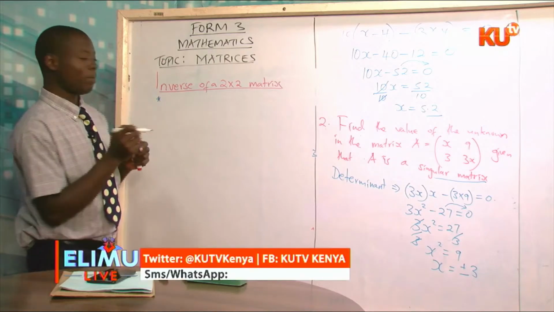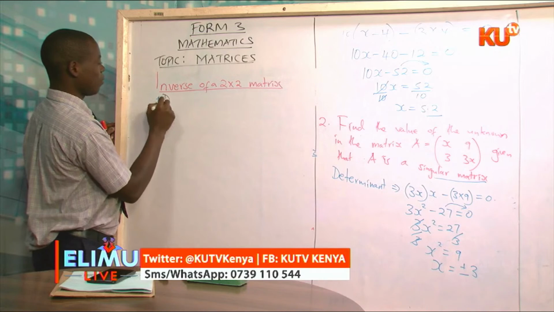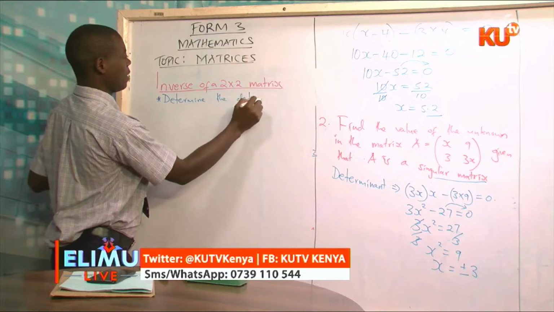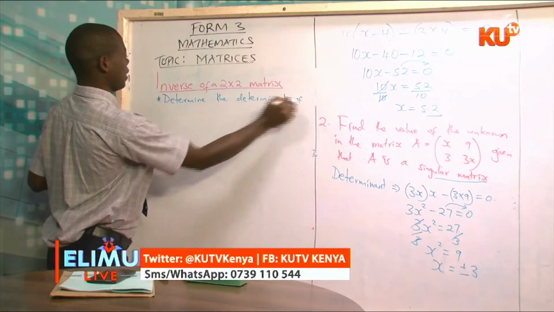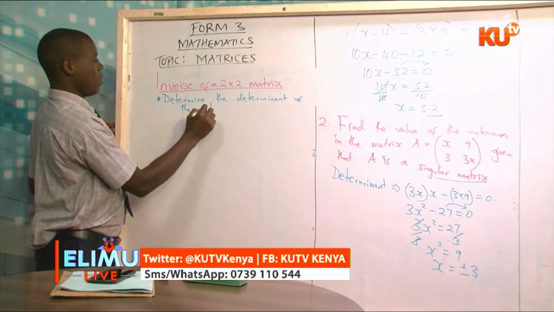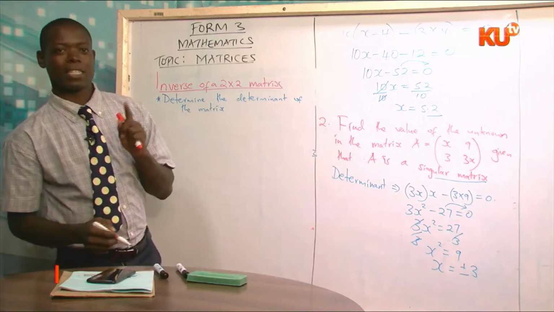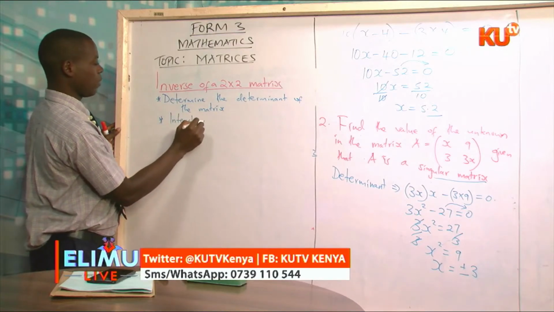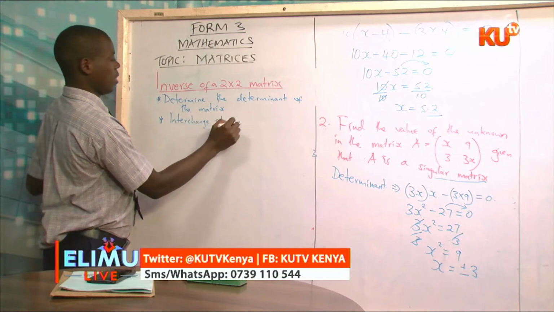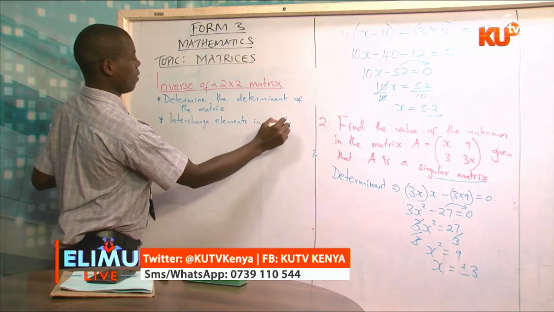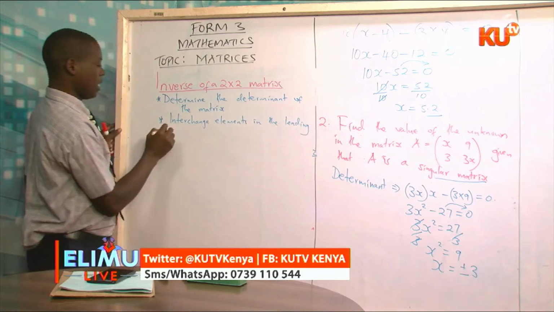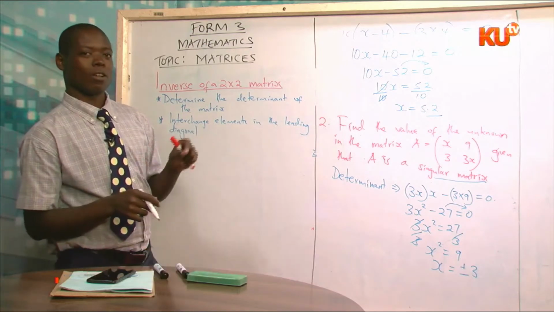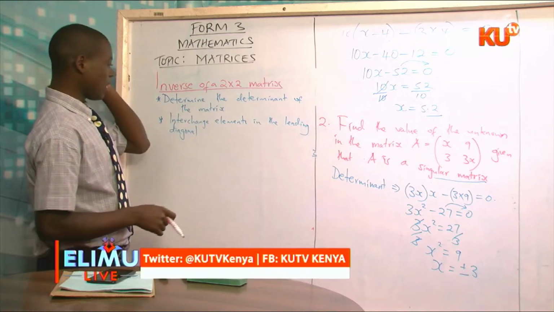Number 1, students must be able to know how to get the determinant. So you determine the determinant of the matrix. Once you obtain the determinant of the matrix, step number 2, you interchange the elements in the leading diagonal, meaning you shift the position from one position to the other.